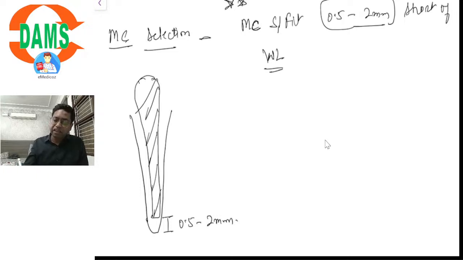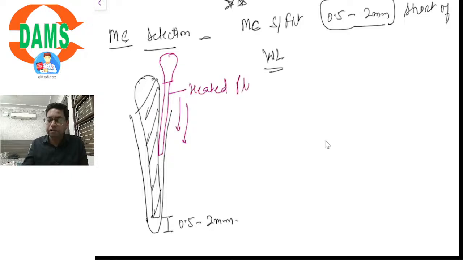And then we take a plugger that is heated and apical pressure is applied with that plugger. This is the heated plugger. In warm vertical compaction, we would heat the plugger, whether it is electrically heated or manually heated on a flame, and apical pressure is applied so that the gutta-percha master cone would melt and flow apically and laterally. This leads to full filling of the root canal, obturation of the root canal to the working length.